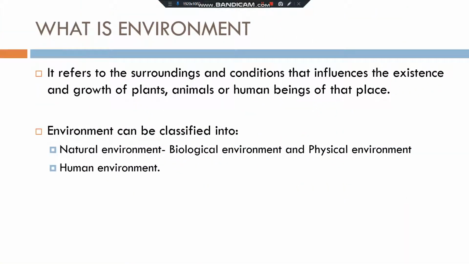Environment. What is environment? The surroundings and the conditions which influence the existence and the growth of plants, animals and human beings of that place. Or you can say, the surroundings in which human beings live and the conditions which influence the existence of all life forms on the earth is known as environment, and we can classify the environment in two parts, that is natural and human environment.